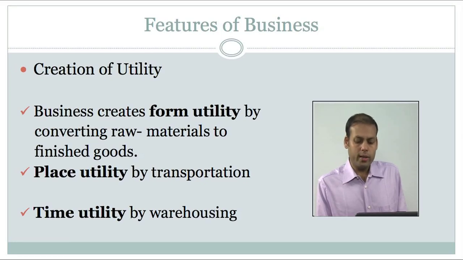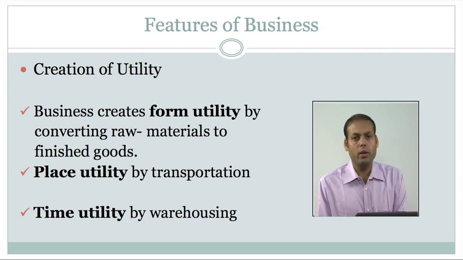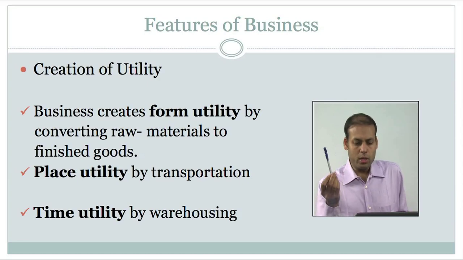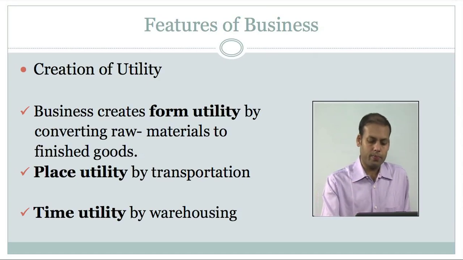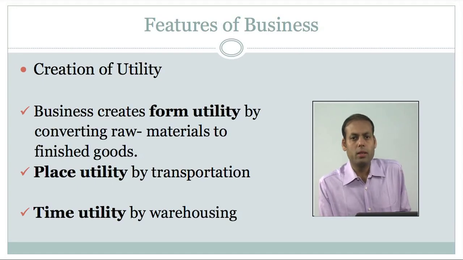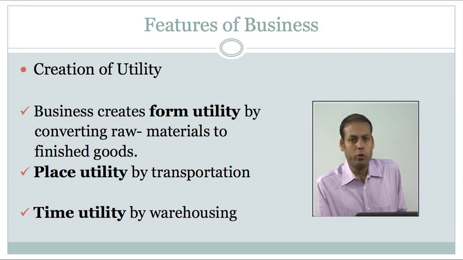So let's go to the next feature, that is creation of utility. Utility means usefulness. For example, this is the pen. This has some utility for me. I can write with this pen. Suppose somebody offers you food when you are hungry. So you have utility for that food. And suppose you are not hungry, then somebody offers food. Then there is no utility for you for food. So this is utility, the usefulness of a particular product or particular service.